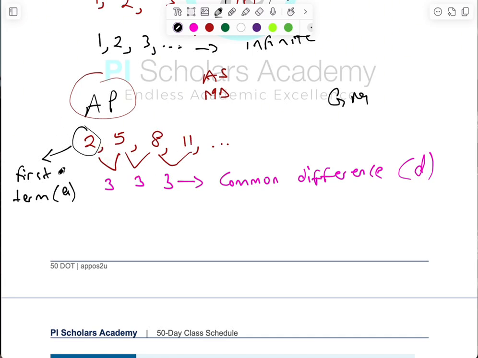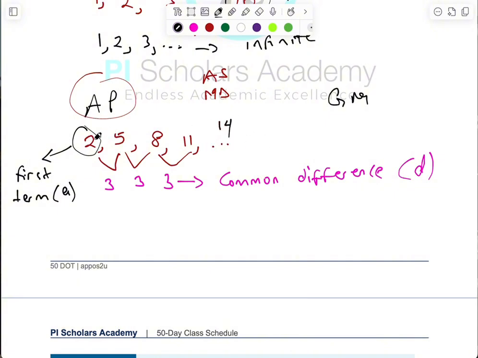So if you have the first term and you have the common difference, there's a whole lot you can actually determine in this situation. As you can see, this is not ending, so I can get as many terms as possible. If I ask you, what is going to be the next term in this case? You will definitely tell me that that is going to be 14. 11 plus 3 is 14.